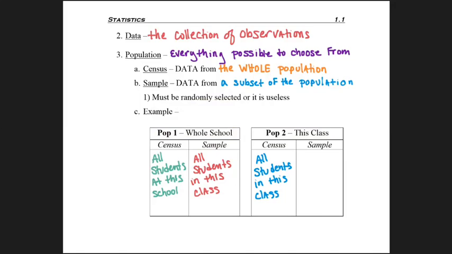But let's go back to this second example. I've defined our class to be the population. The census was everybody. But for a sample, this time I just said some of the students in the first row. I didn't need to say all of the students to fit the other one. But because I'm assuming there's more than one row in this class, if I just take some of the students in the first row, I have a sample.